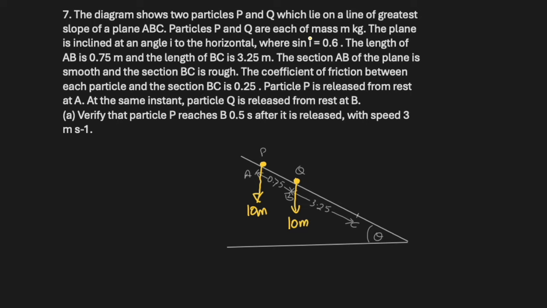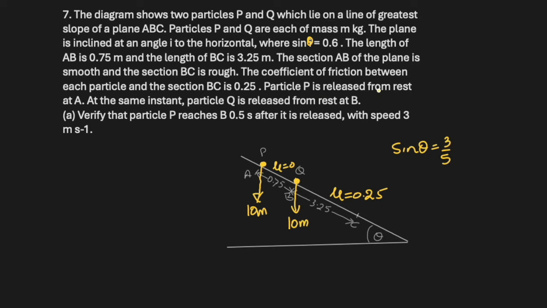Sine theta is 0.6, which I can write as 3 over 5. It's the same thing. The length of AB is 0.75 meters, then BC is 3.25 meters. The section AB of the plane is smooth, so here mu is 0. And the section BC is rough. The coefficient of friction between each particle and the section BC is 0.25.